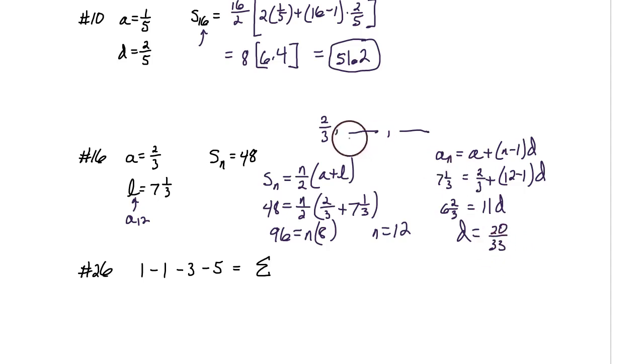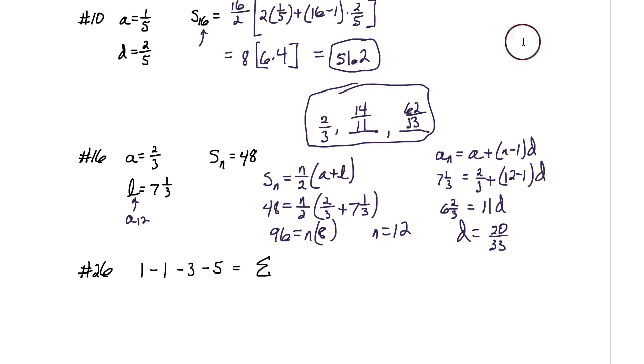Once you know d and you know the first number in the sequence, you can find the second number and then the third number. So 2/3 plus 20/33 makes 14/11. And 14/11 plus 20/33 makes 62/33. Here are the first 3 numbers in the sequence.